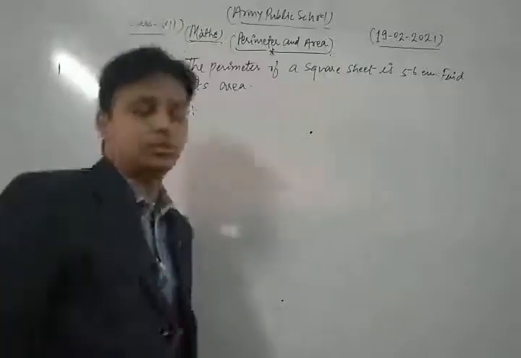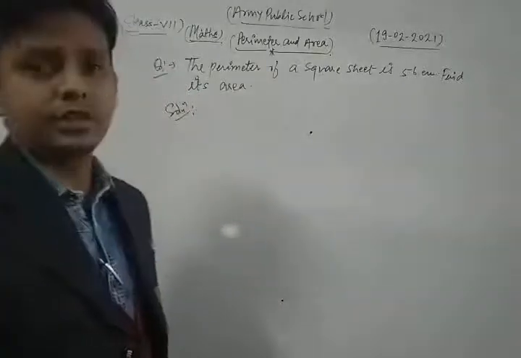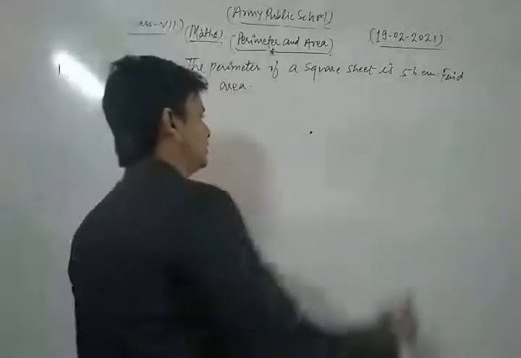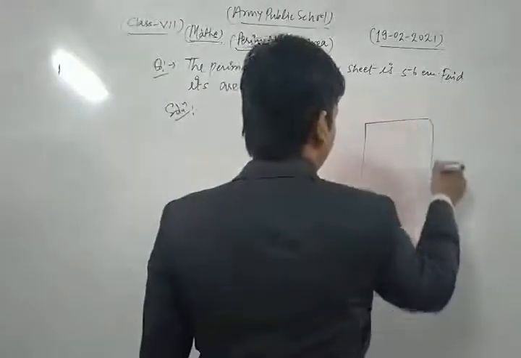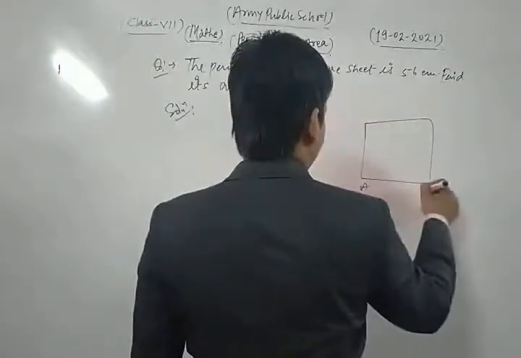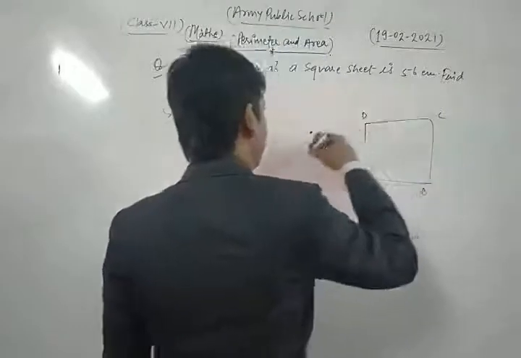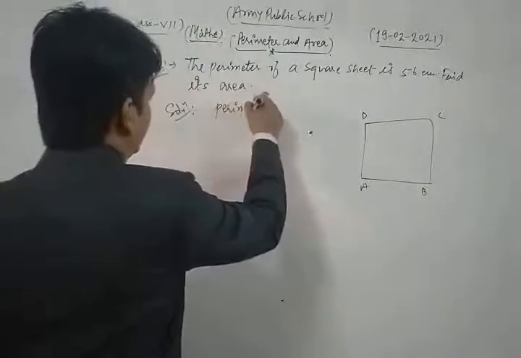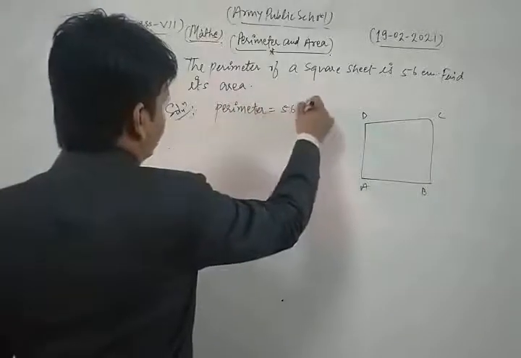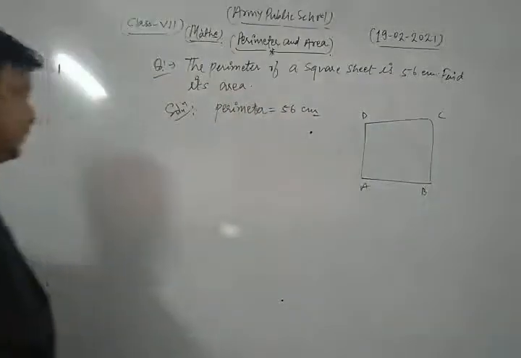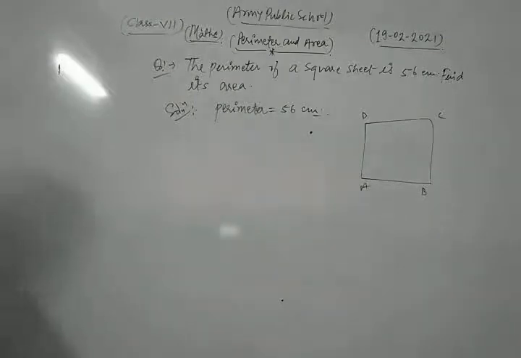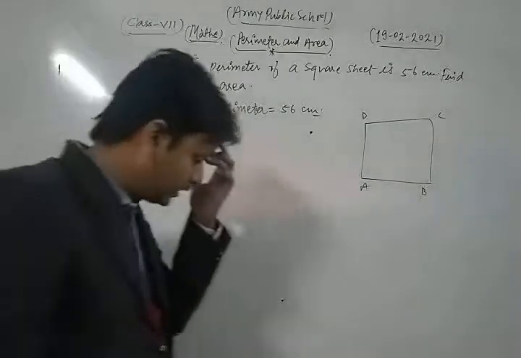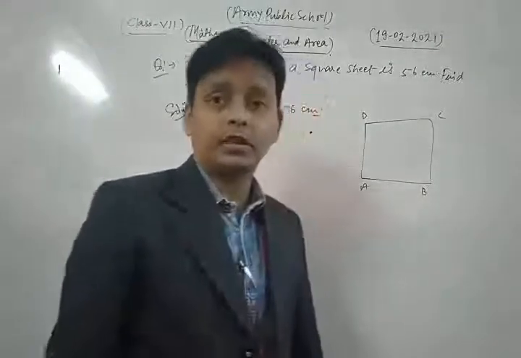Based on that question, a square sheet is given. Let's see. Here a square sheet, suppose ABCD is given, and the perimeter of this sheet is given as 56 centimeter. Okay, perimeter is given as 56 centimeter. Now what do I do? Yes, students, what do I do? Let's see.